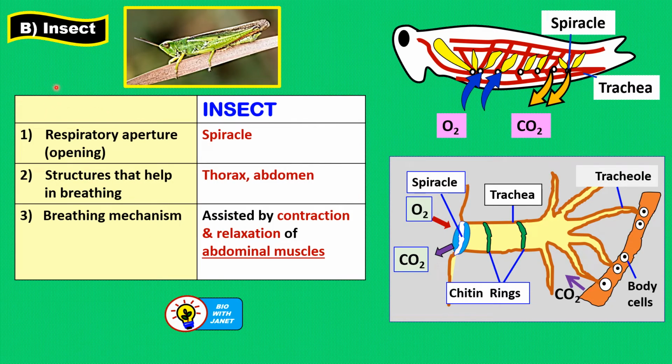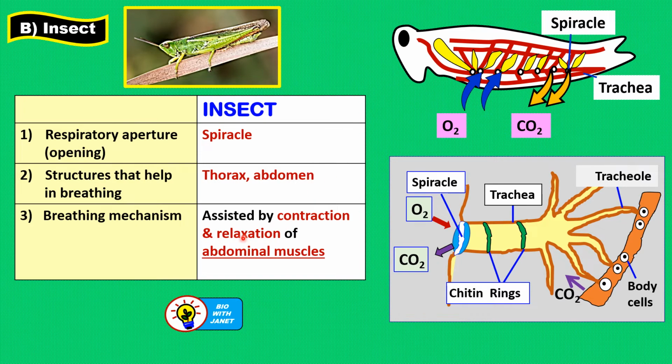Now, the second organism we're going to discuss are the insects. What is the respiratory aperture or opening in insects? These are the spiracles. So spiracles are found in the lower part of the thorax and the abdominal region. There are many spiracles to allow air to be drawn into the trachea or to allow air to be expelled from the trachea. Okay, so structures that help in breathing are the thorax and the abdomen, specifically the muscles in the thorax and abdomen, right?